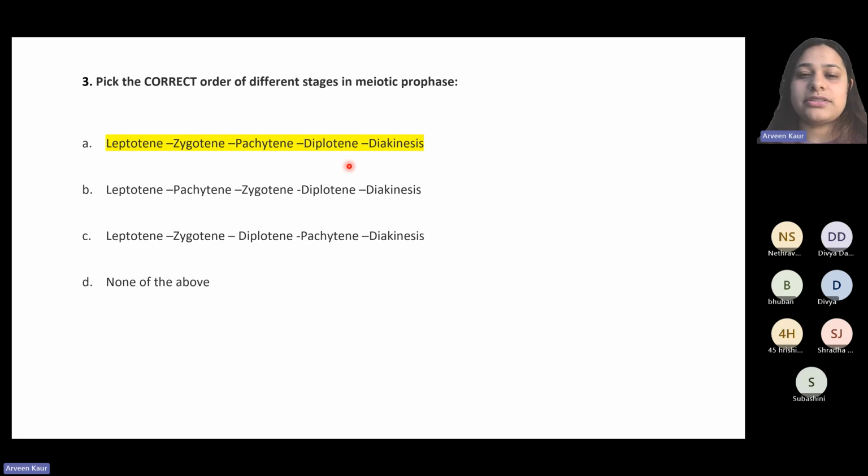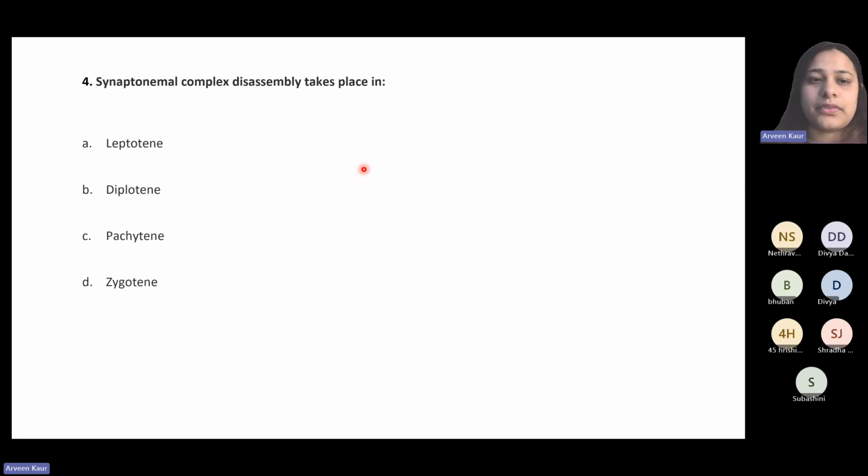Then in diplotene, the synaptonemal complex that had formed between the homologous chromosomes now starts to separate. And in diakinesis, this synaptonemal complex has completely separated, right? The chromosomes are still bound to one another at specific points where the crossover occurred. These points are known as chiasma, right? Or chiasmata if there are multiple such points. And after this, the onset of metaphase 1 begins, right?